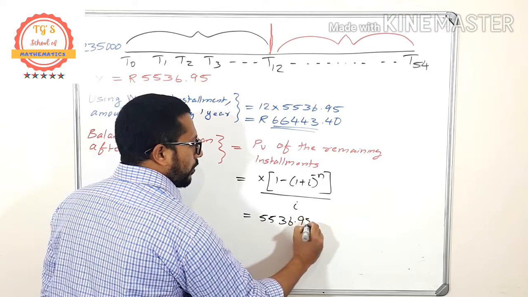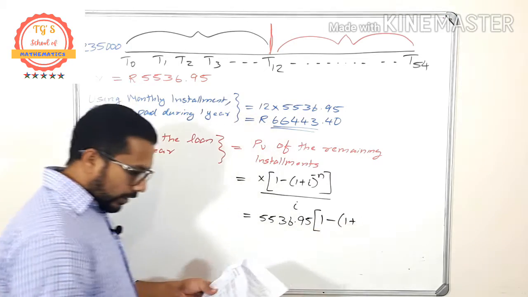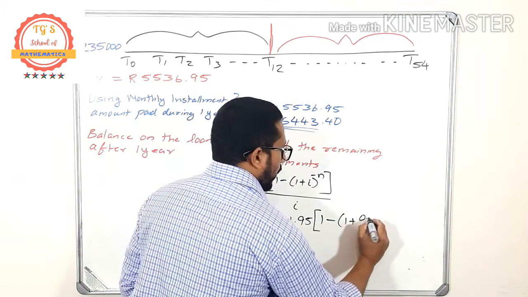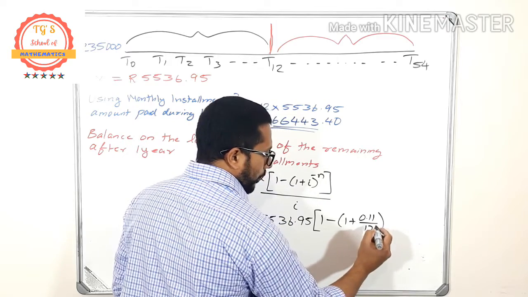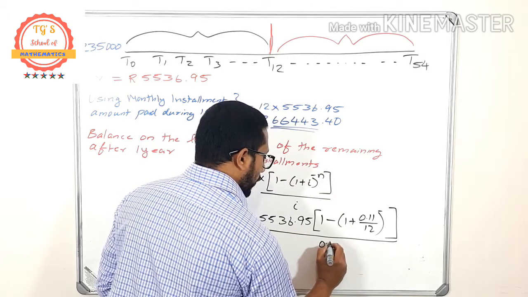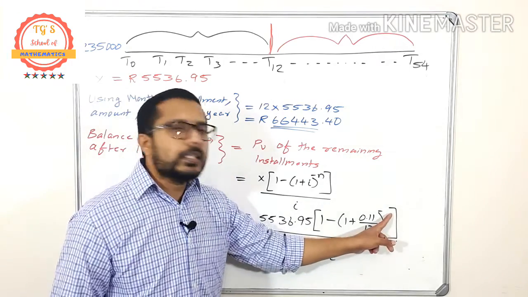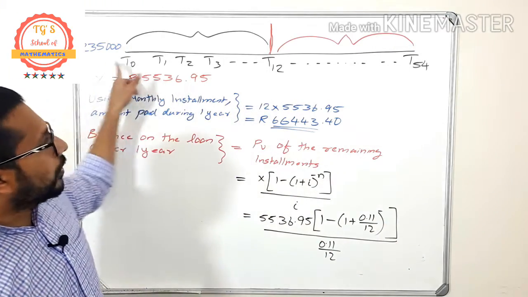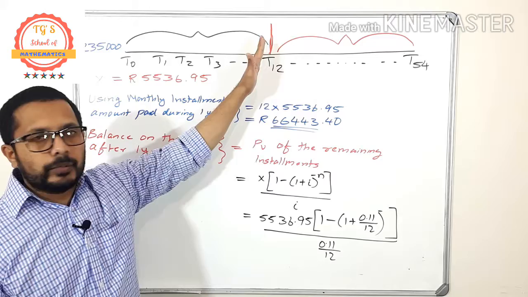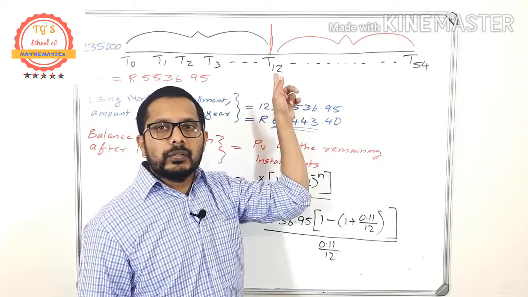5,536 rand 95 cents into 1 minus 1 plus what is the interest rate? It is 11%. So 0.11 divided by 12, compounded monthly, minus something, the whole divided by 0.11 divided by 12. So what is this one? What is the remaining months? Total how many months? 54 months. This one is up to 12 months. That means how many months remaining? 54 minus 12. That is 42 months.